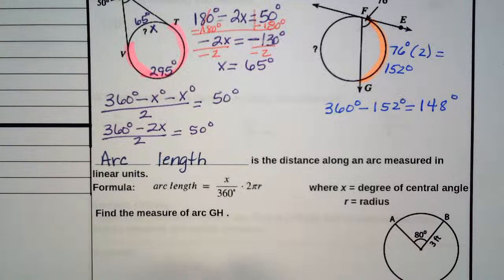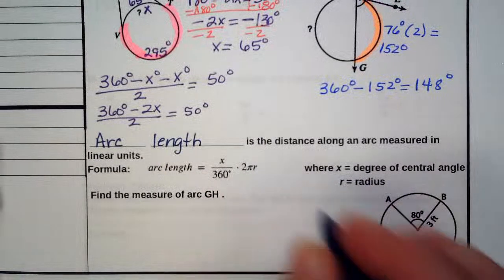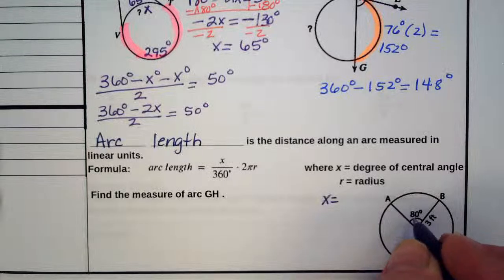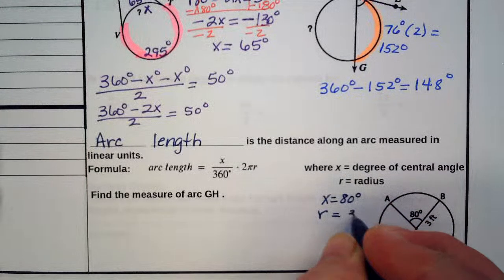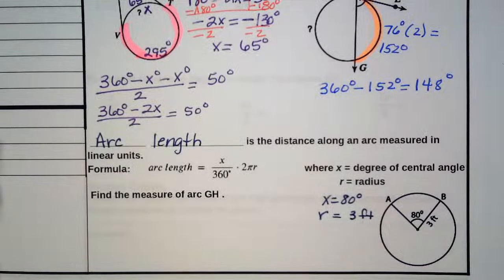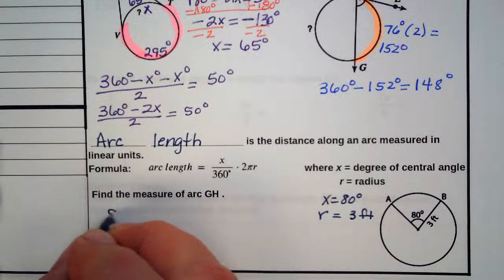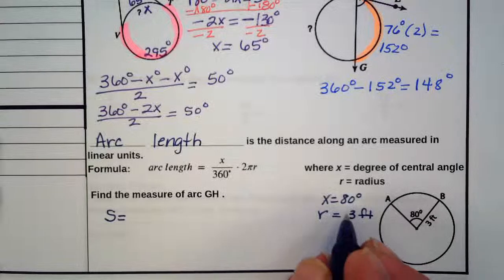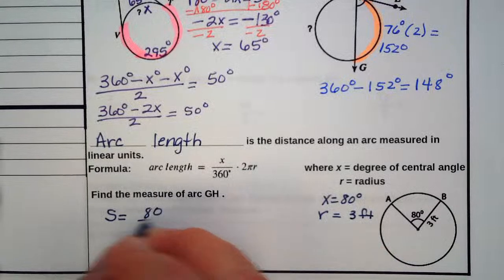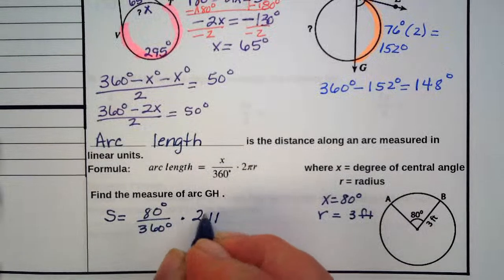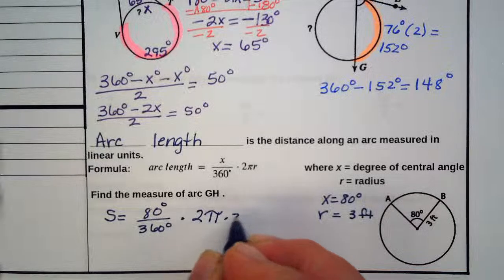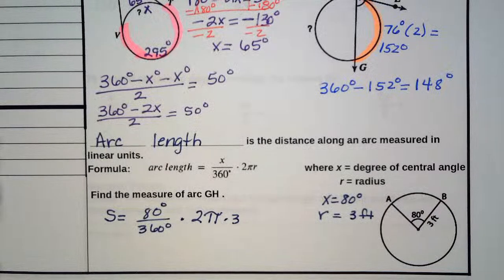So if we're going to apply this, I know that x is equal to 80 degrees. My radius is equal to 3 foot. Substituting it in, arc length is s. My x is 80. 80 degrees over 360 degrees times 2 times pi times 3. Any questions?